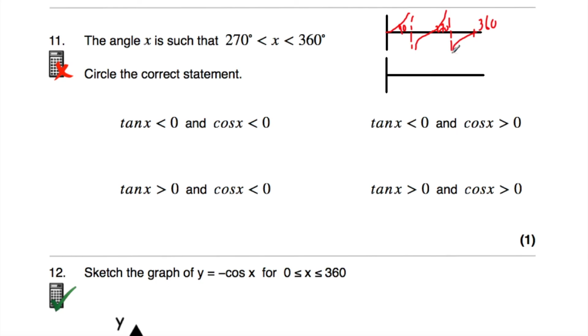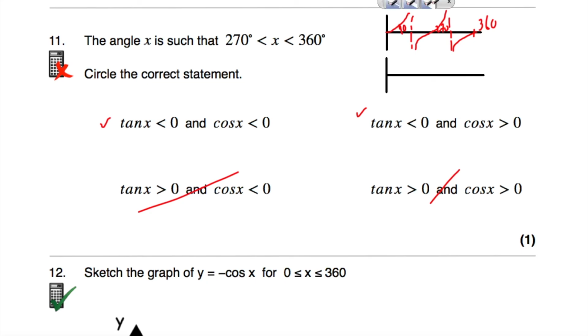So between 270 degrees and 360 degrees, this part of the graph, the tan of the angle will be negative. It's below the x-axis. So it's quite useful to know the shape of the graph, and to know that the curve will be below the axis between 270 and 360 degrees. So the tan is going to be negative. So that means it's either this option here or this option here. So it can't be that one or that one.